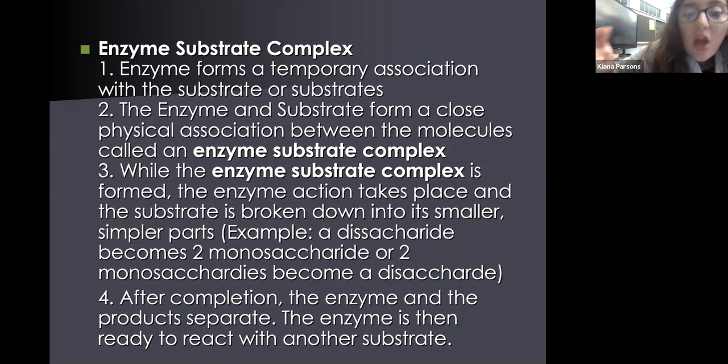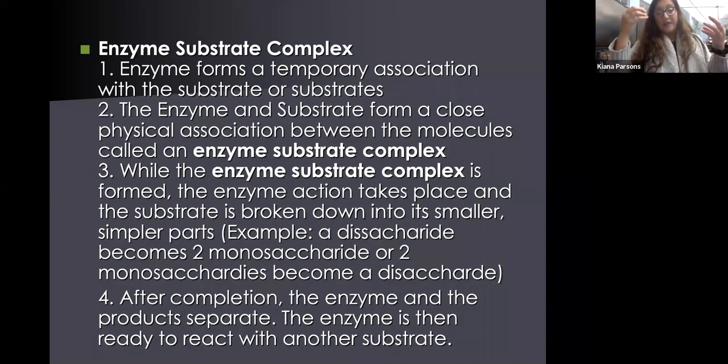They bond. While the enzyme substrate complex is formed, the enzyme action takes place and the substrate is broken down into its smaller, simpler parts. An example could be a disaccharide becomes two monosaccharides, or two monosaccharides become a disaccharide. So the two things being separated apart, that is part of chemical digestion, which occurs in conjunction with enzymes. Enzymes help us digest our food. The opposite reaction would be the two monosaccharides forming together to make a disaccharide, and that's synthesis.